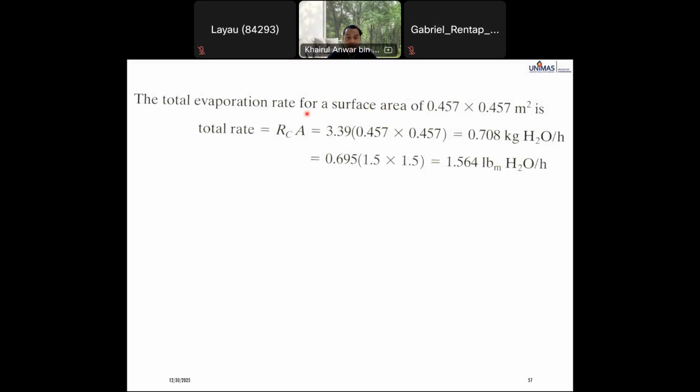Then the total evaporation rate for a surface area of 0.457 times 0.457 meter square is Rc multiplied by A. Then we get 0.708 kg H2O per hour. So this is the total evaporation rate for this surface area per hour. That is about 700 grams of water per hour.